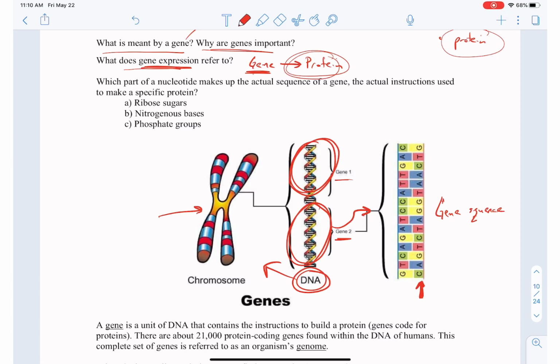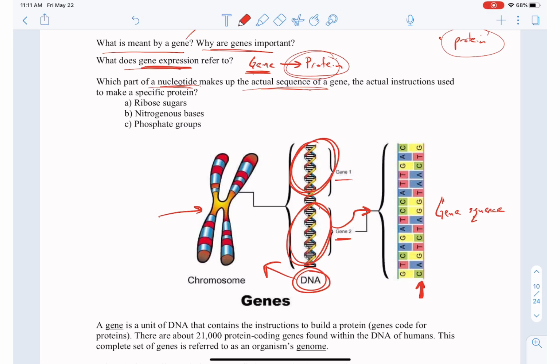All of this lettering that we see represents the actual gene sequence. So the question is, which part of a nucleotide, we know that nucleotides make up DNA, which part of a nucleotide makes up the actual gene sequence, the actual instructions that we use to make a protein? So what's being represented by these letters here? What are nucleotides made up of? They're made up of sugars, deoxyribose sugars. They're made up of phosphate groups, and they're made up of bases, nitrogenous bases.